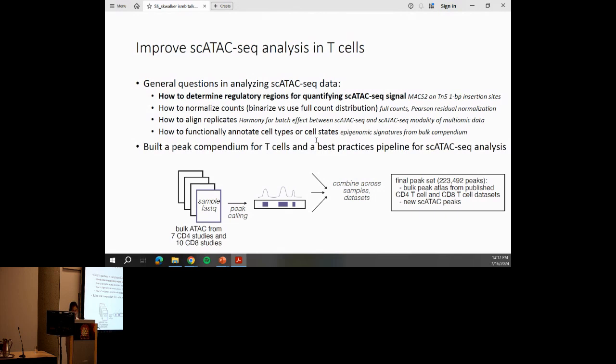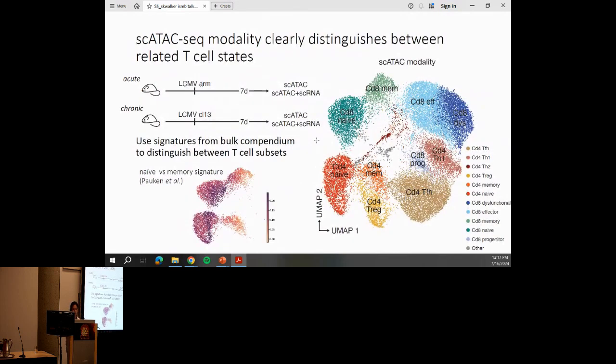Our dataset is a multi-omic dataset of splenic T cells responding to two strains of LCMV, one generating an acute infection and the other one generating a chronic infection. And using our bulk compendium, we can clearly differentiate between known T cell states and cleanly separate cells from different T cell lineages like CD4 and CD8. We can also use our epigenomic signatures, which I'm showing over here, to differentiate between similar T cells. Here I'm doing naive and memory.